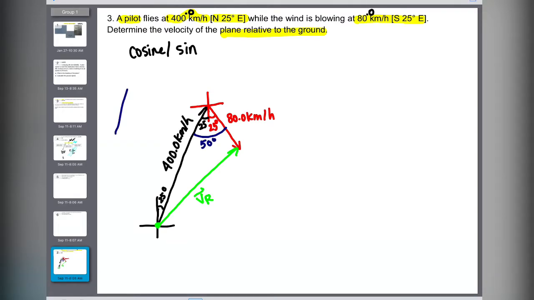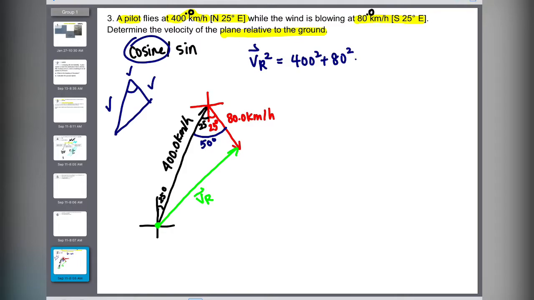And now take a look at my triangle. I have a triangle here. I know 400, I know 80, I know the angle in between it. I'm going to use the cosine law. Okay, so the cosine law is VR squared. It's 400 squared plus 80 squared minus 2 times 400 times 80 cosine of 50.